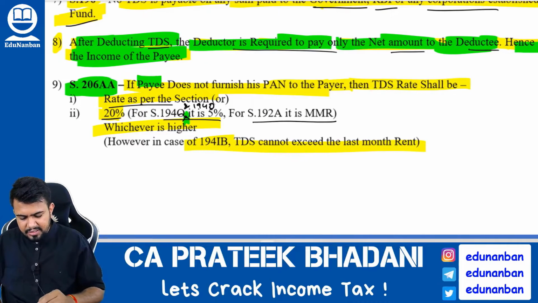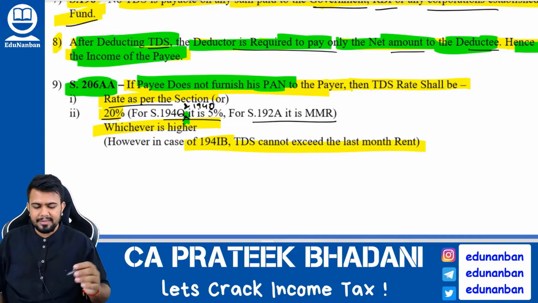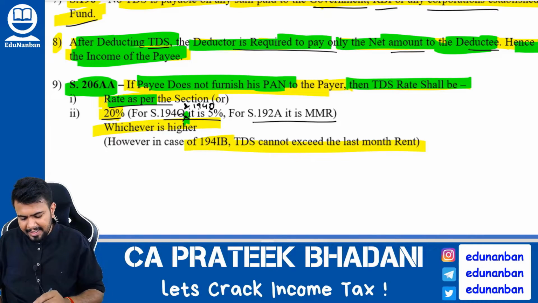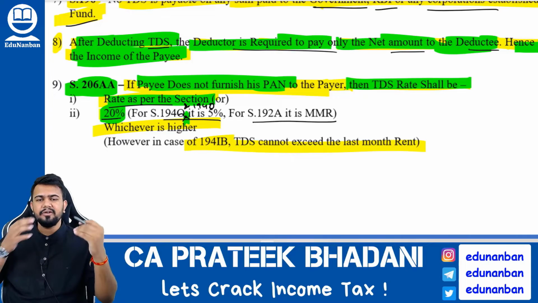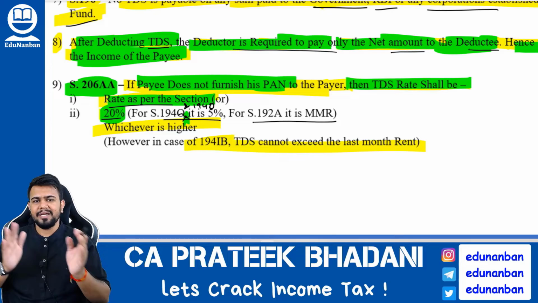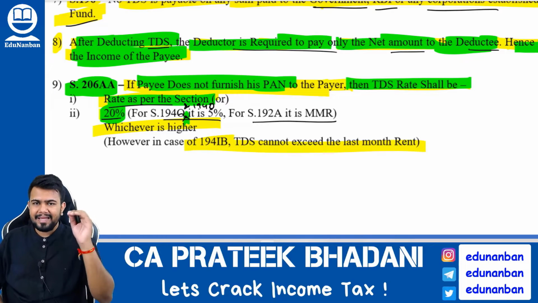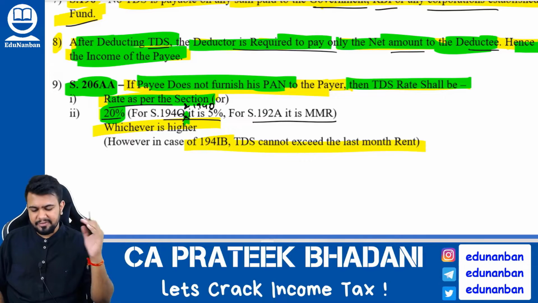If the payee does not furnish the PAN number to the payer, then TDS has to be deducted at the rate as per the section or 20%, whichever is higher. So there is a higher rate of TDS if no PAN is submitted by the payee. What is the higher rate? Rate as per section or 20%, whichever is higher.